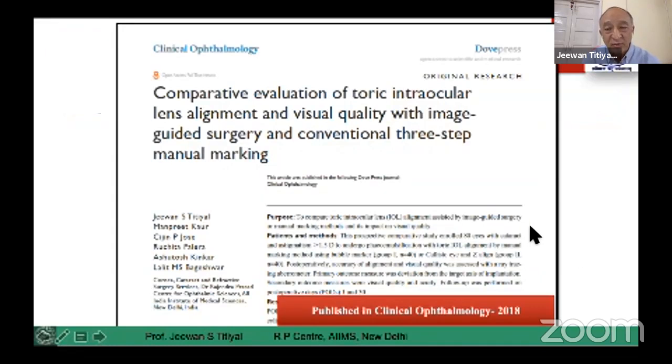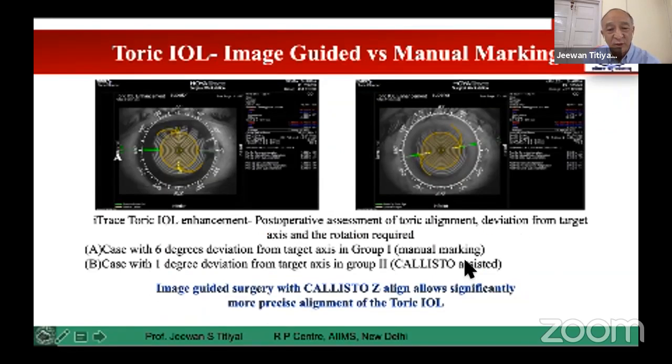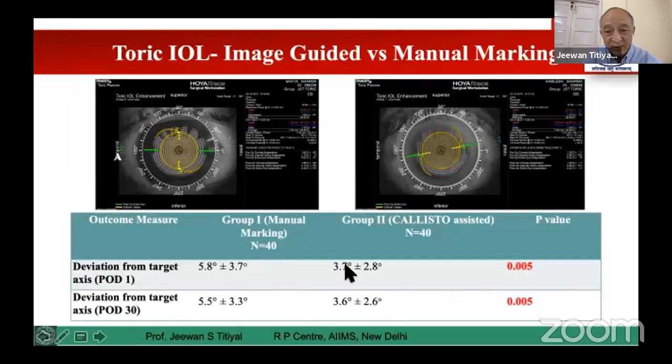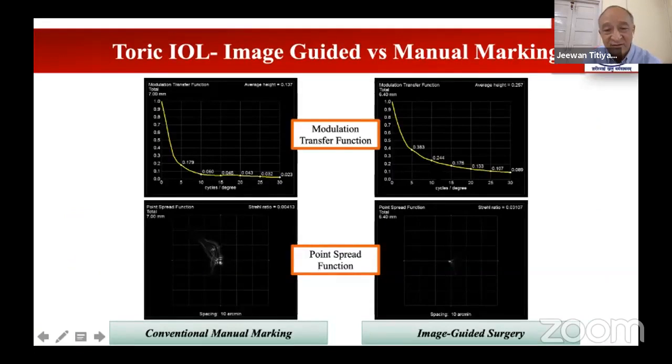If you compare your digital surgery with manual surgery, we know that digital surgery will give you a better alignment, and the results will definitely be better in these cases in terms of better contrast sensitivity, better visual acuity, and quality of vision in terms of point spread function will be far better with the digital mark surgery as such.